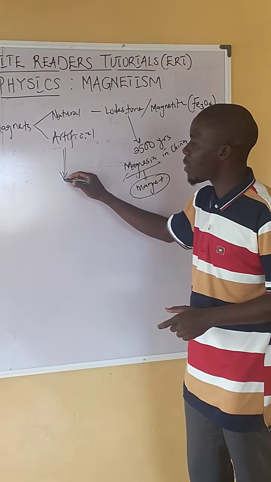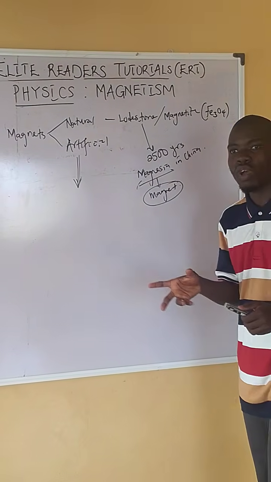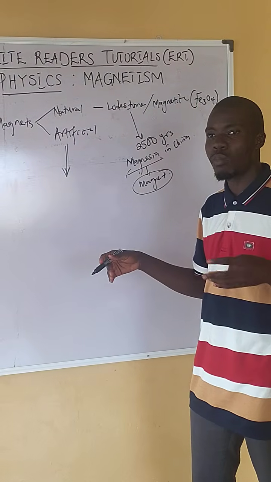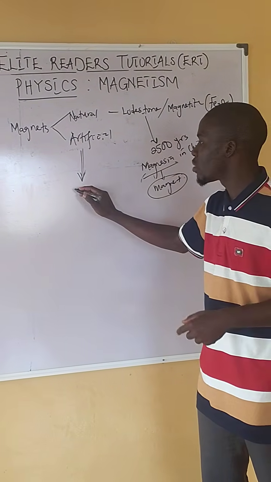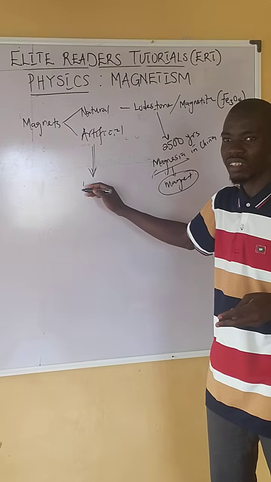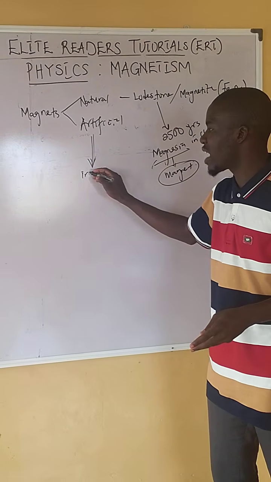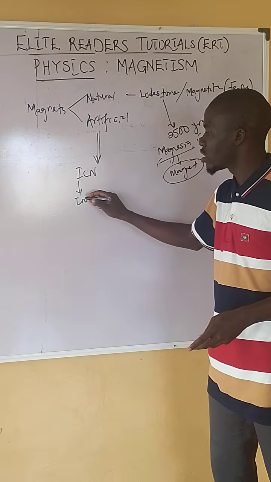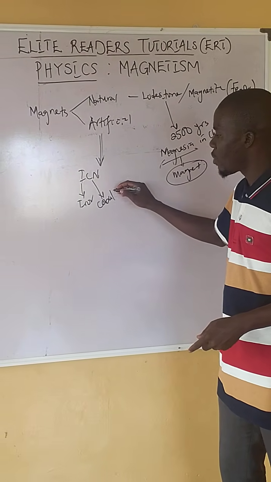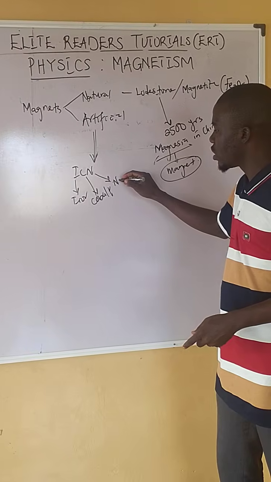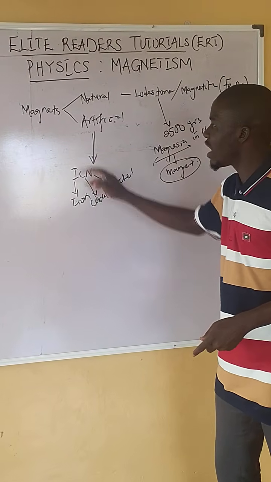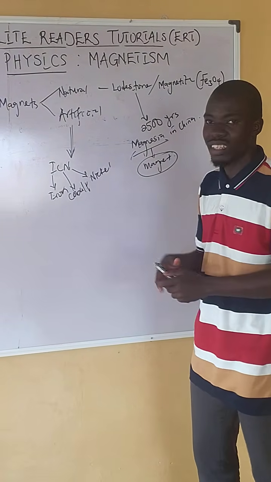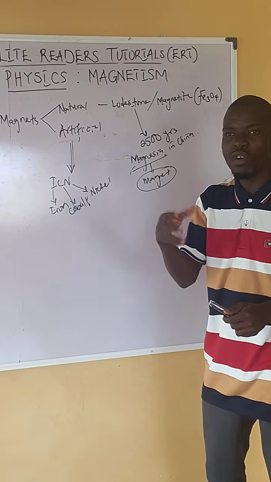Now, we also have artificial magnets. Examples of artificial magnets are Magnadur, Alcomax, Ticonal, and the likes. They are made from ferromagnetic materials. What are the ferromagnetic materials? You can use the acronym ICN: iron, cobalt, and nickel. So the artificial magnets are made from the chief ferromagnetic materials.